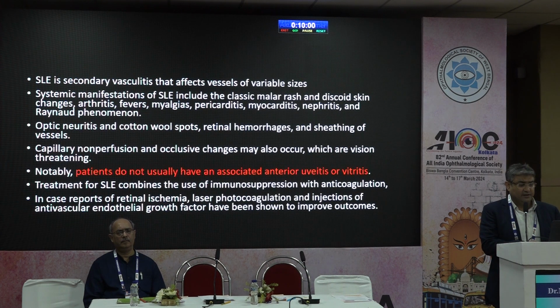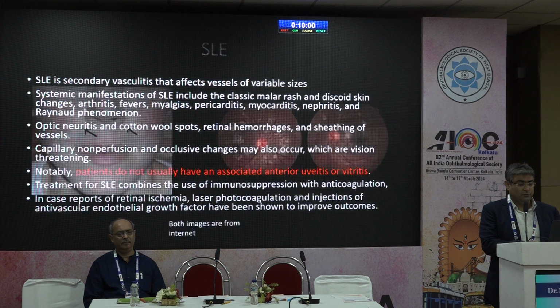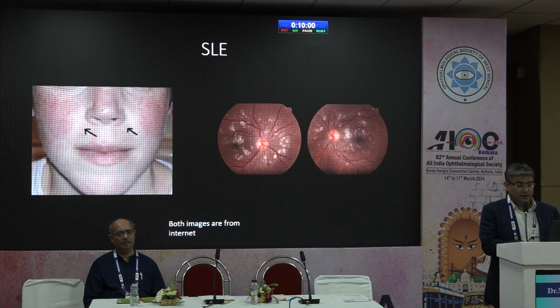SLE is a secondary vasculitis of variable size vessels, classical butterfly rash, what has been described, optic neuritis and cotton wool spots. But most notably, these patients do not have anterior uveitis or any form of vitritis. The treatment combines immunosuppression with anticoagulation. In reports of retinal ischemia, the laser photocoagulation and intravitreal anti-VEGFs have been shown to improve the outcome. Again, the images have been taken from internet.